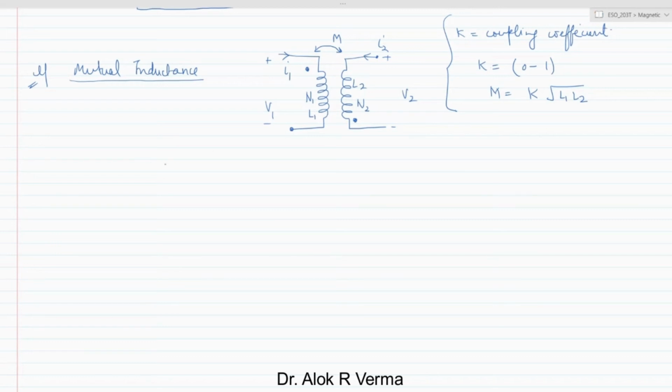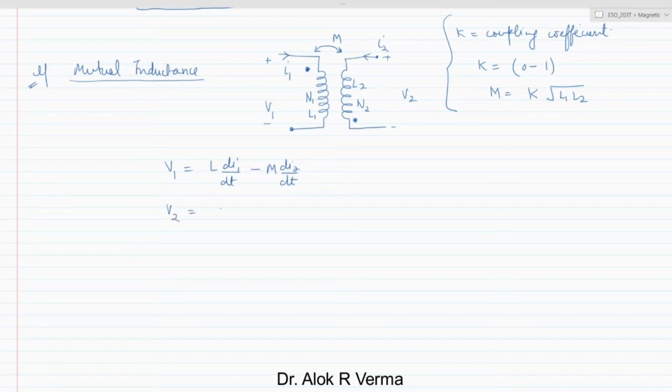So if we write the KVL equation, V1 will be nothing but L1 di1 by dt, this is the self component, and M di2 by dt, this is the mutual component due to the current I2 and the mutual inductance M. The polarity of this voltage will depend upon the dot notation. So here if you see the dot, the current is entering into the coil, and here in the other coil, the current is leaving. So this is negative. So when L is positive, it will be the negative of that.